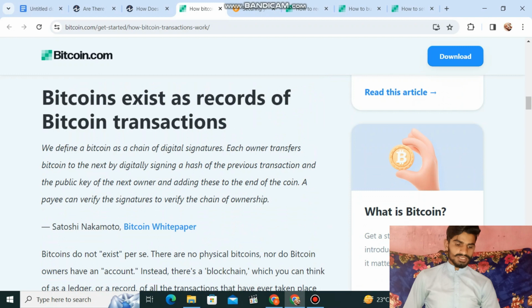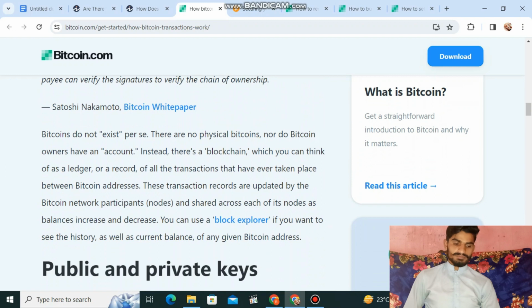We define a Bitcoin as a chain of digital signatures. Each owner transfers Bitcoin to the next by digitally signing a hash of the previous transaction and the public key of the next owner and adding these to the end of the coin. A payee can verify the signatures to verify the chain of ownership.